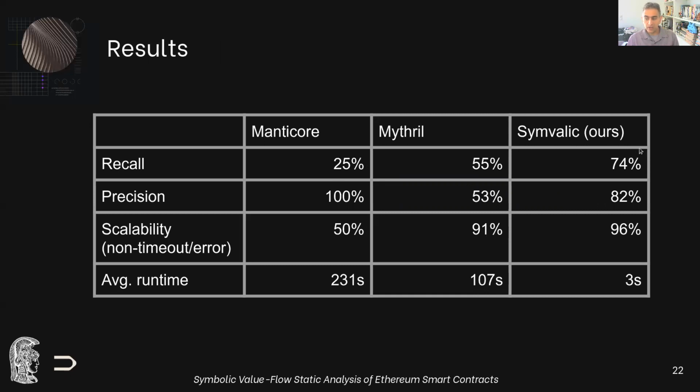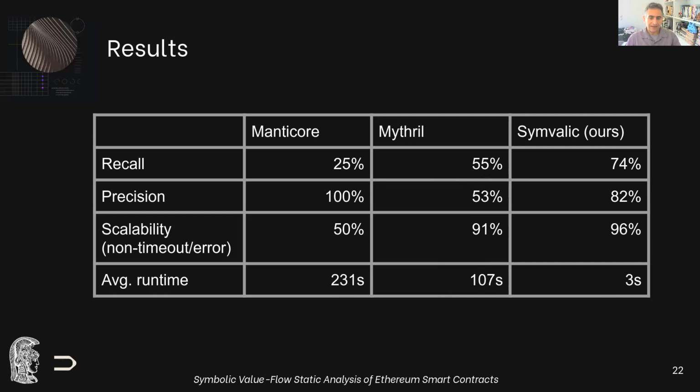And just a brief idea of the systematic results that we get: very good recall. We actually find 74% of the vulnerabilities in this test suite, as opposed to, say, 25% for Manticore. Manticore is a symbolic execution tool, so it has 100% precision, but at the same time, it times out for 50% of the contracts, and it only warns about half of those. Mythril, which is a hybrid of static analysis and some symbolic execution, gets lower recall, lower precision than ours, and lower scalability, and also the running times are much higher than the running times of our analysis.